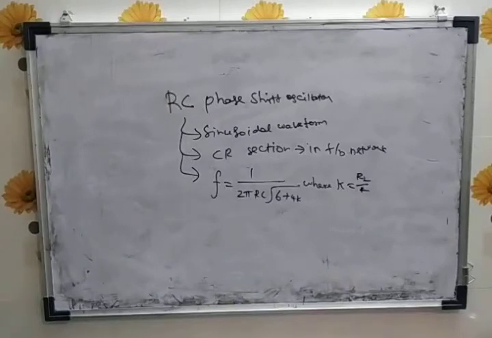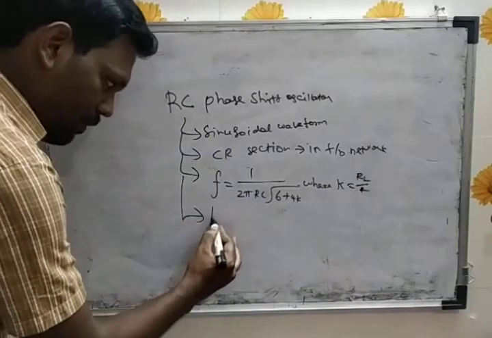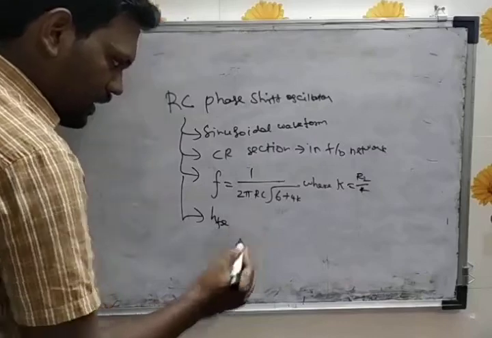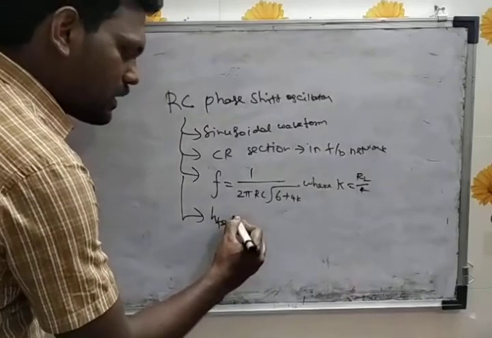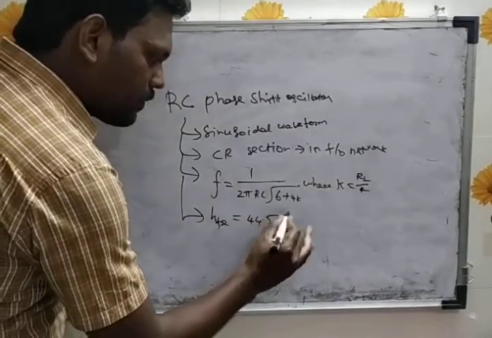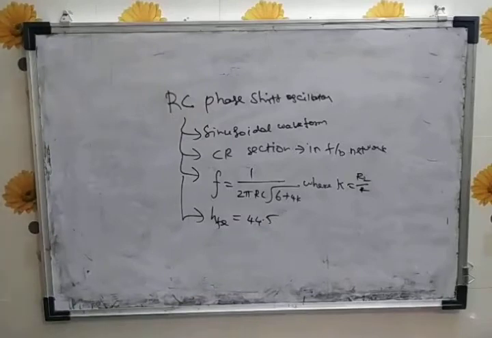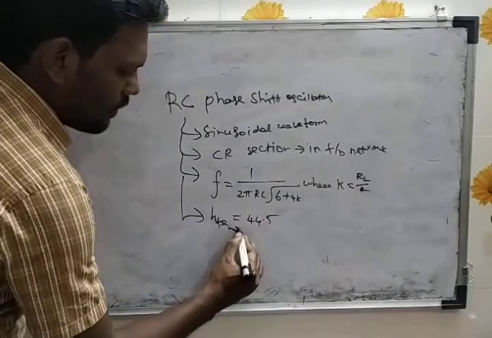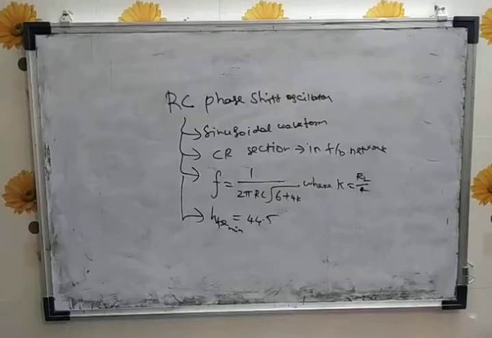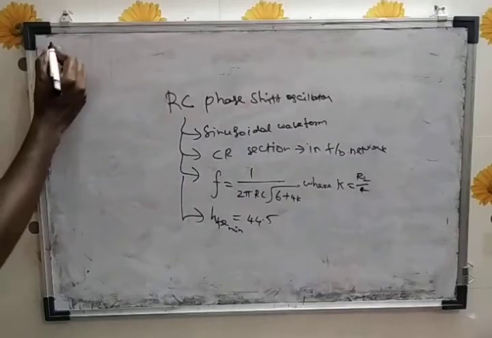And we also derived the minimum value of hFE, which is equal to 44.5. So the hFE minimum value is 44.5. In this class we are going to discuss the Wien-Bridge oscillator.